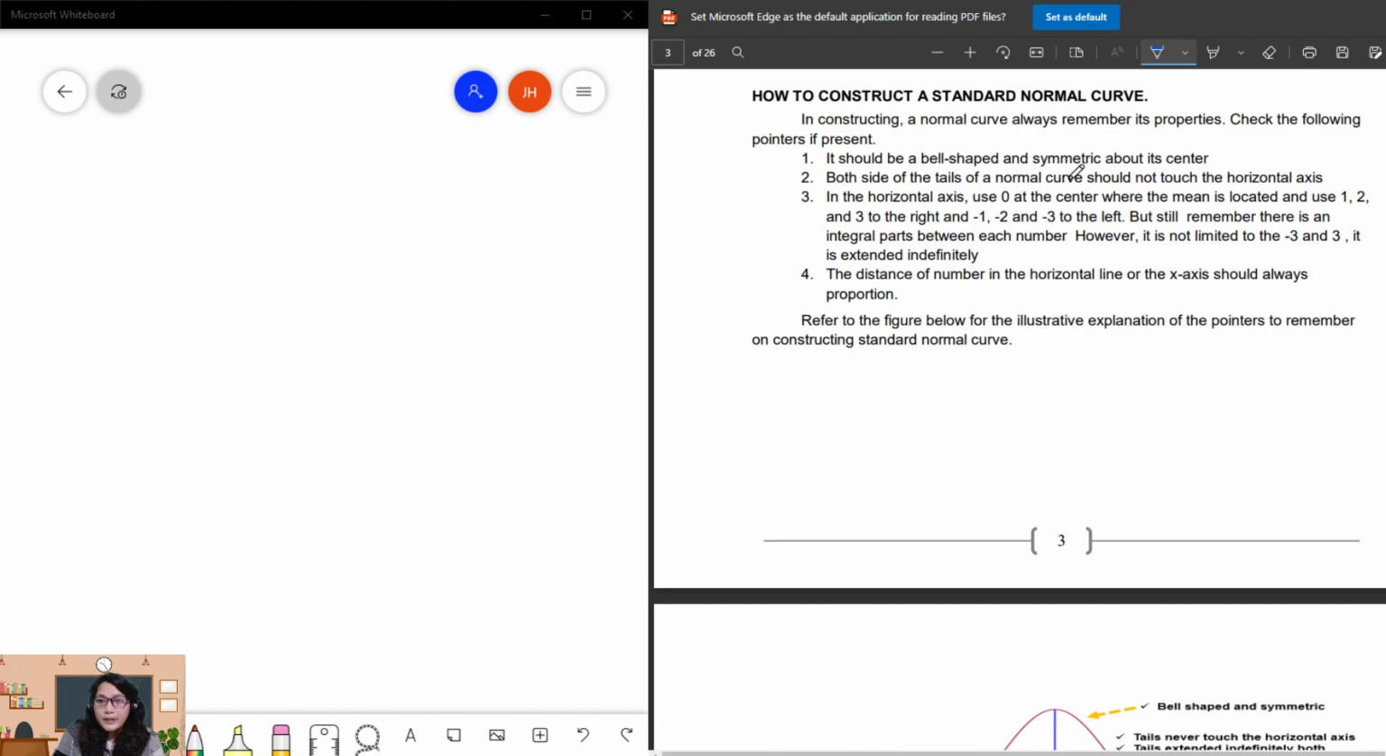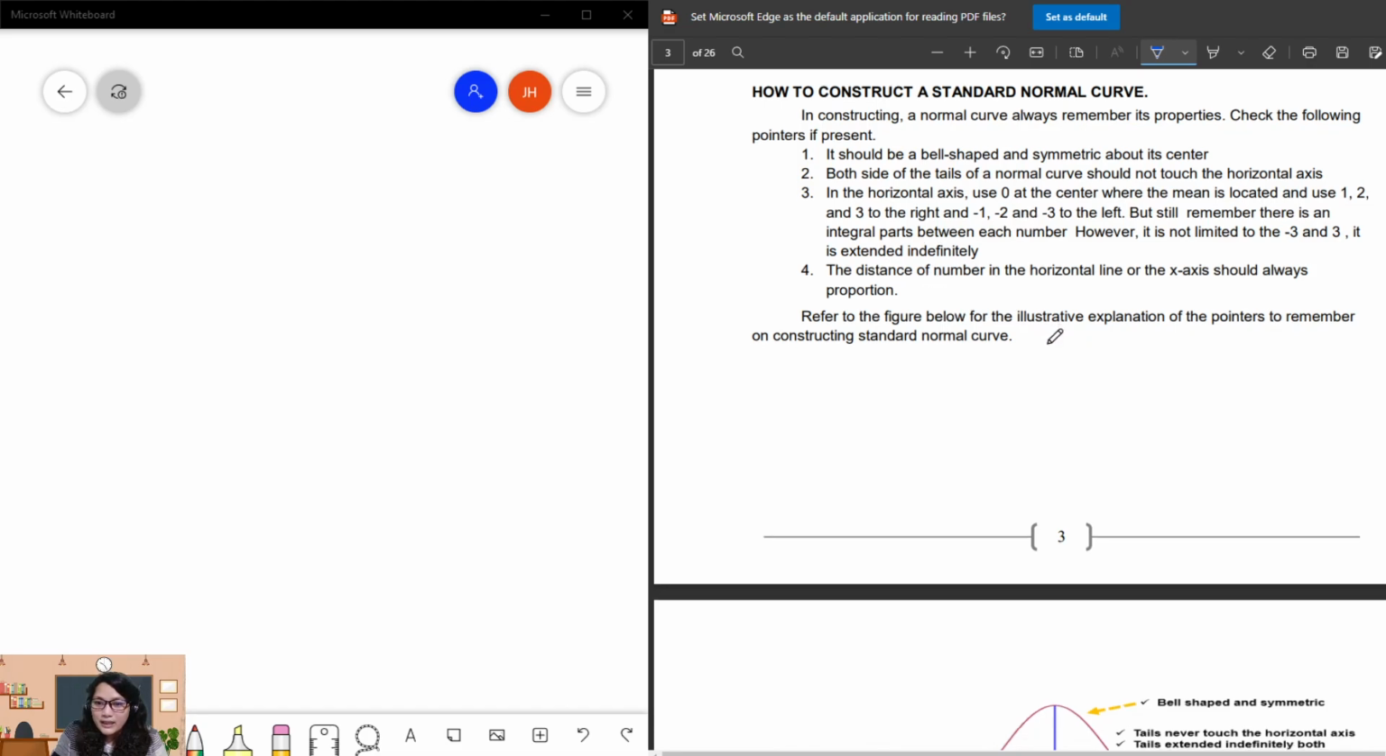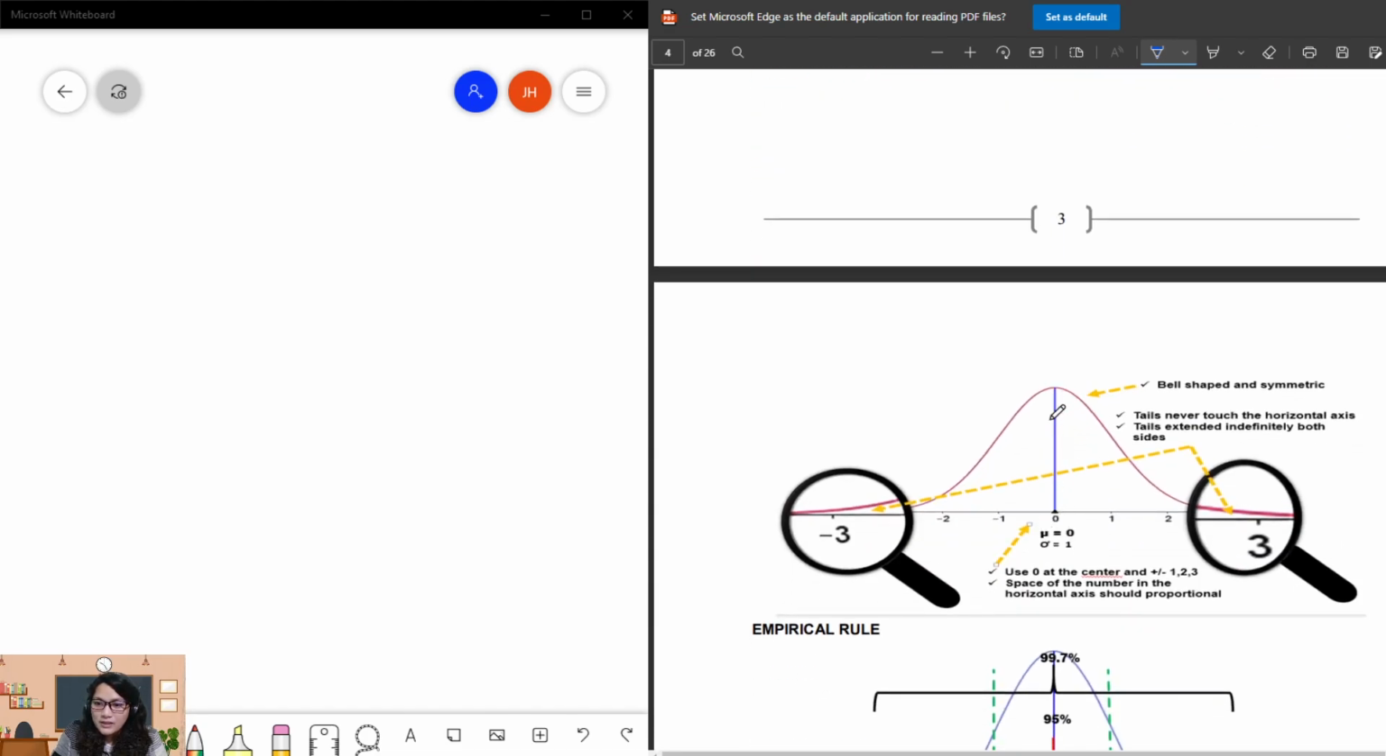So it should be a bell shape, of course. Both sides of the tails of a normal curve should not touch the horizontal axis because it is asymptotic. In the horizontal axis, use 0 at the center and use 1, 2, 3. So like this is the figure. Again, 0 is the center. The bell is symmetric, so the same. The tails never touch the horizontal axis. As you can see, it will just approach it here, but it will never ever touch the horizontal axis.